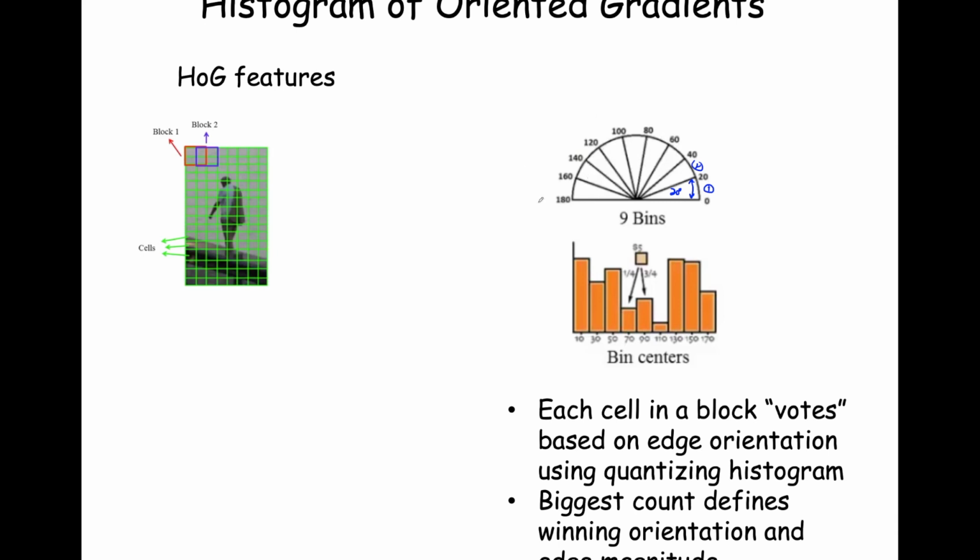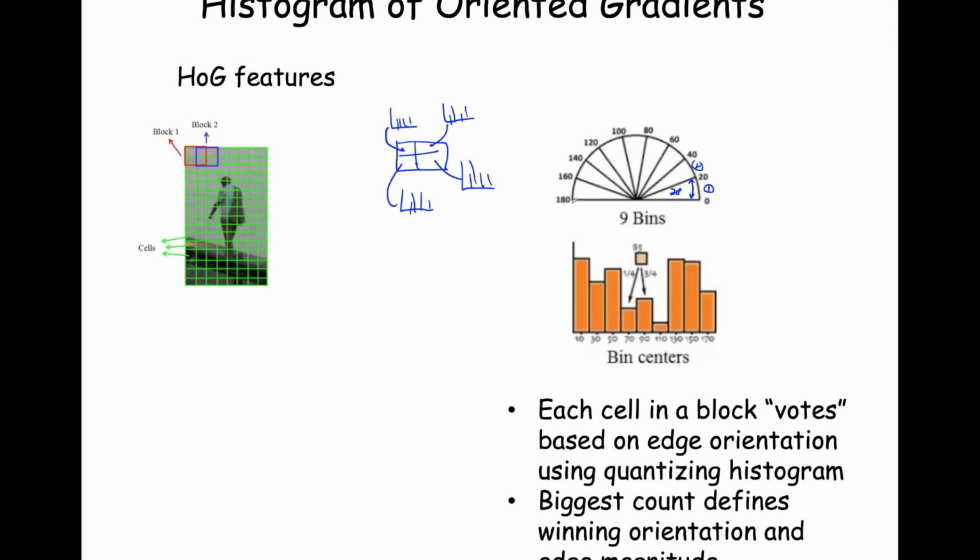So each histogram is going to be run over every single cell. And so for a single block in a position, we end up with a histogram representing the edge orientations for the first cell, a histogram representing the edge orientations for the second cell, a histogram representing the edge orientations for the third cell, and a histogram representing the edge orientations for the last cell.